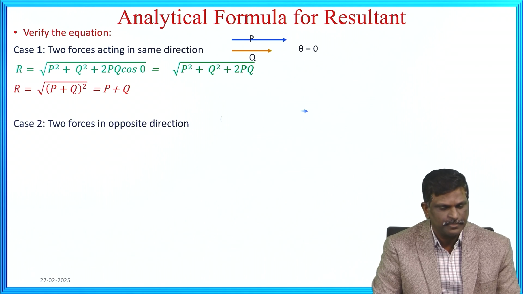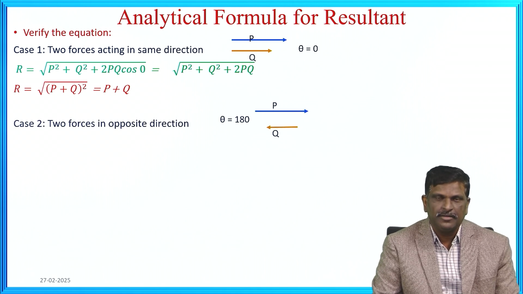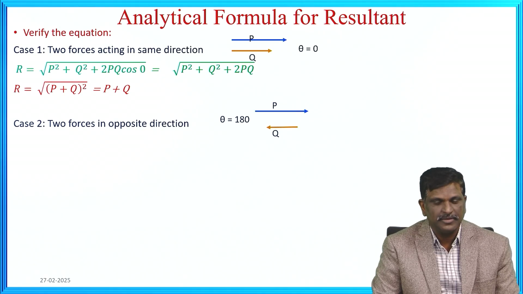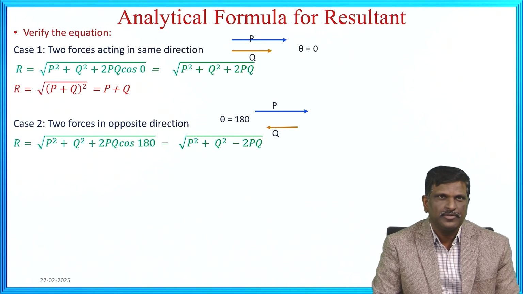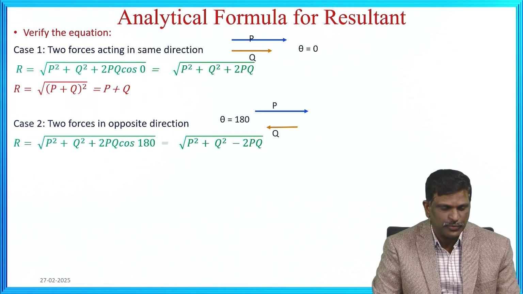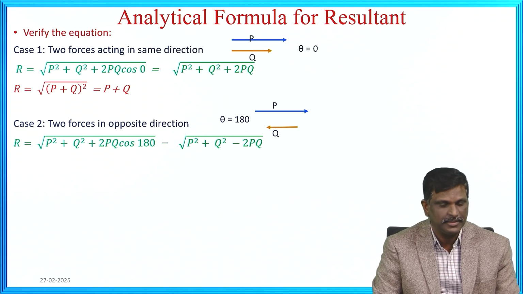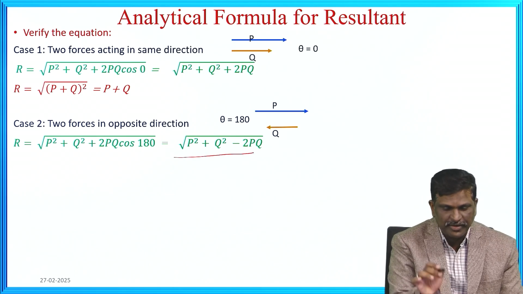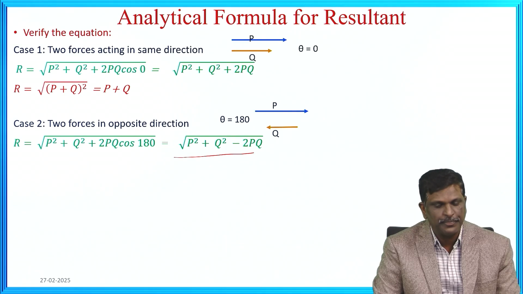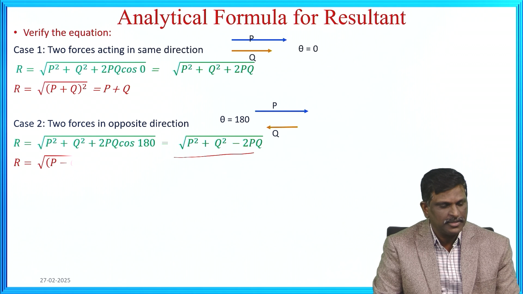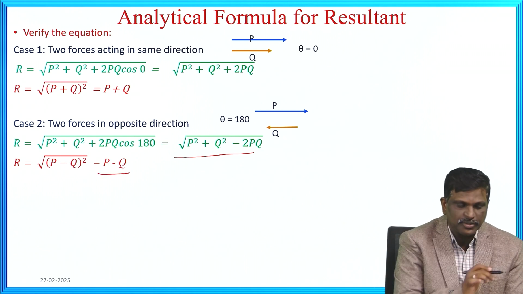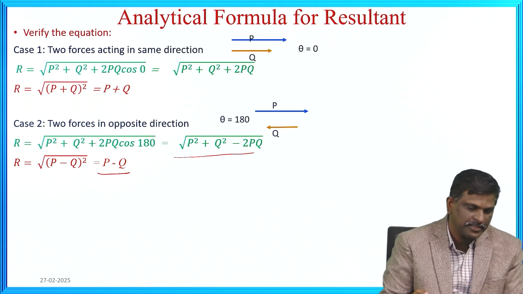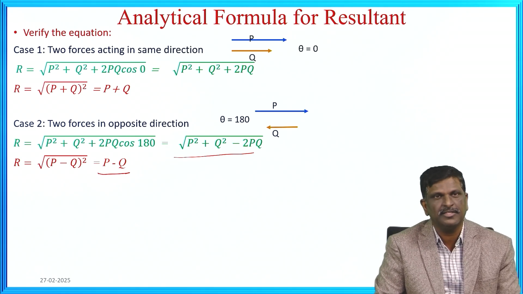See the second case. When two forces are acting in the opposite direction, the angle between the two forces is 180 degrees. Write the equation. R is equal to under root P square plus Q square plus 2PQ cos 180. Here theta is 180. Cos 180 is minus 1. Now the expression leads to under root P square plus Q square minus 2PQ, which is in the form of P minus Q whole square. R is equal to under root P minus Q whole square, which is given by P minus Q. Here square root and square get cancelled. Resultant is given by P minus Q, the difference.